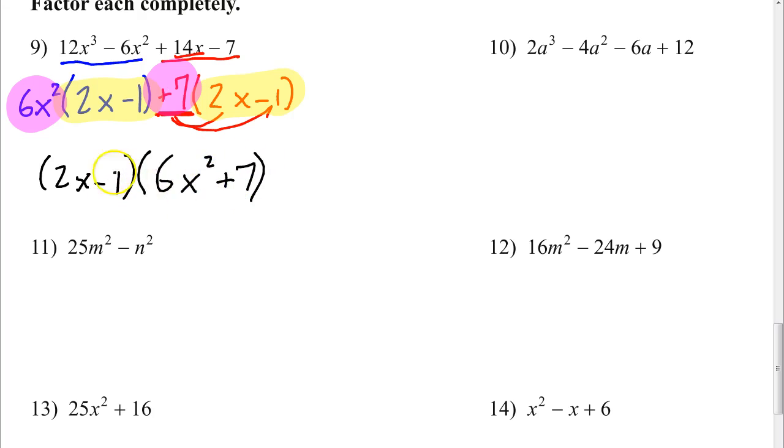And the order here does not matter. It can be in either order. And you can always multiply these back and see if it equals the original question. If it does, you know you've done it right. So you can do a check here.